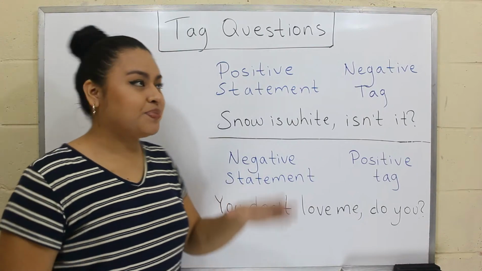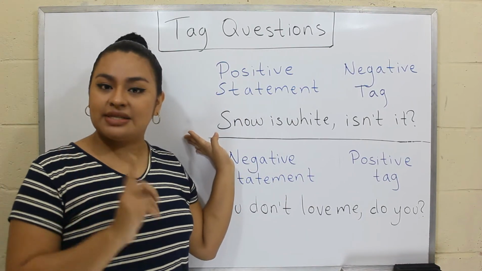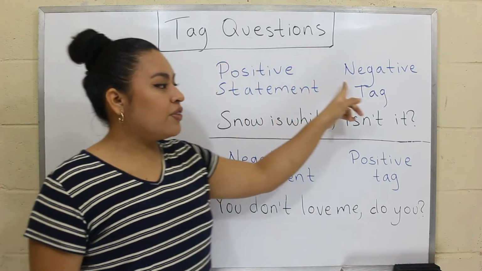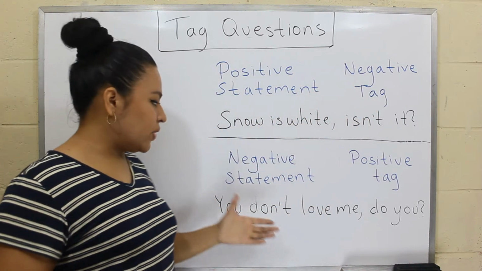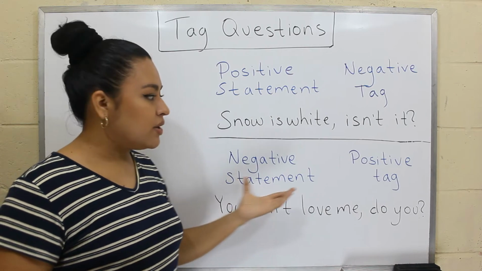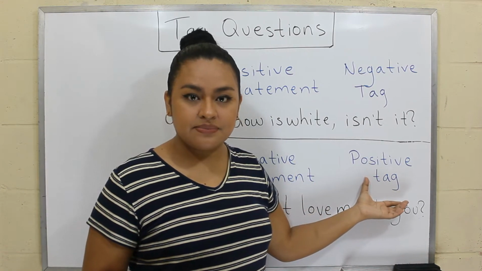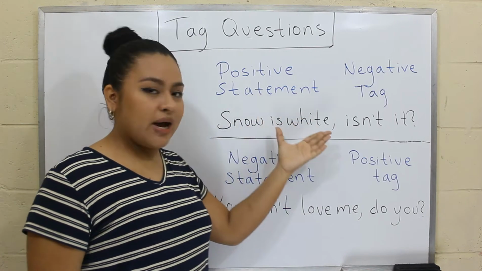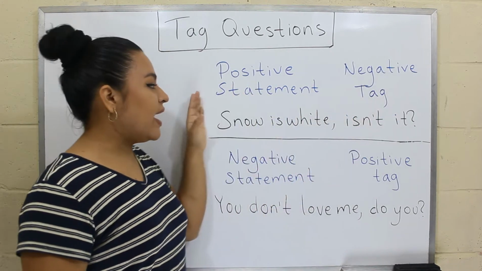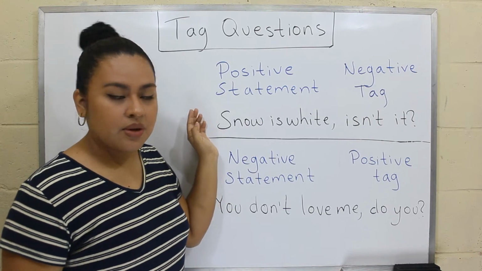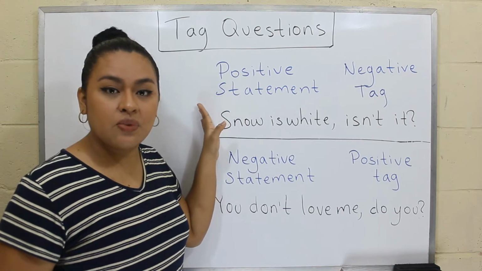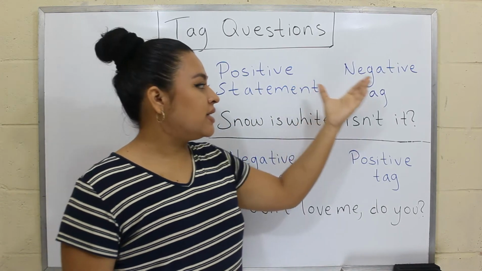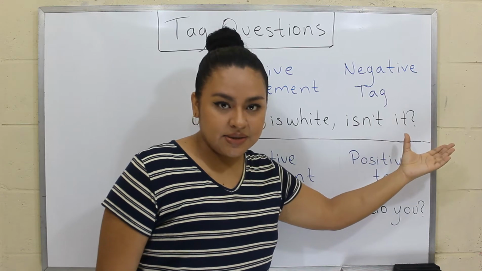So, let's see. Here we have the basic structure of a tag question. We can have a positive statement with a negative tag, or we can have a negative statement with a positive tag. But let's see the first case. We have: snow's white, isn't it? Here we have a tag question. We have two parts in this tag question: the statement, snow's white, and the tag, isn't it?